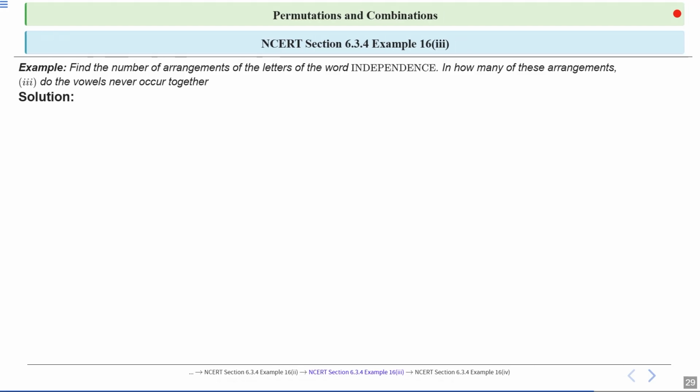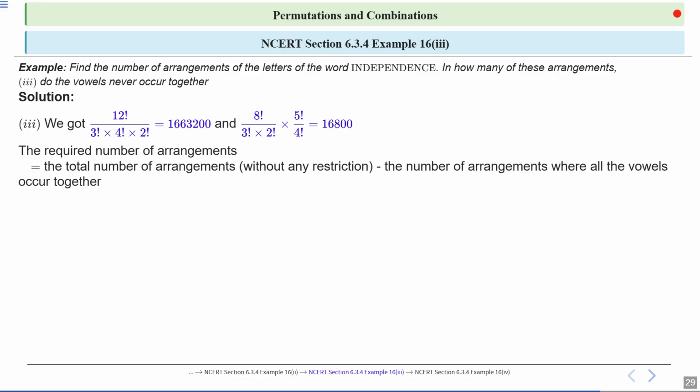Let's see the solution of the third part. So we got 12 factorial upon 3 factorial into 4 factorial into 2 factorial is 1663200. And 8 factorial upon 3 factorial into 2 factorial multiplied with 5 factorial upon 4 factorial is 16800. So the required number of arrangements is the total number of arrangements without any restriction minus the number of arrangements where all the vowels occur together.